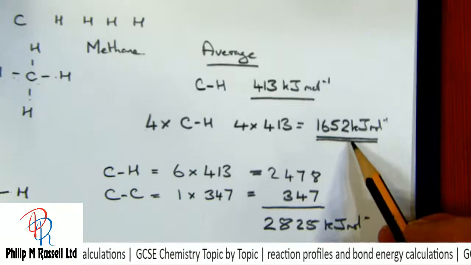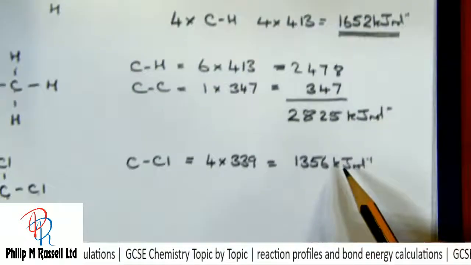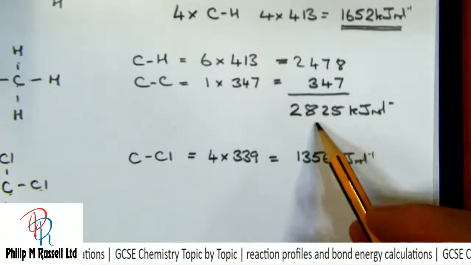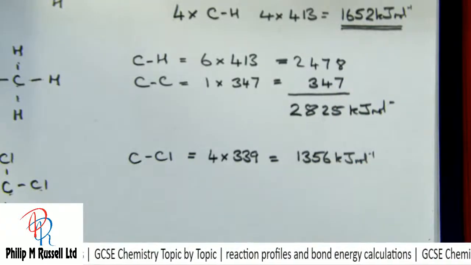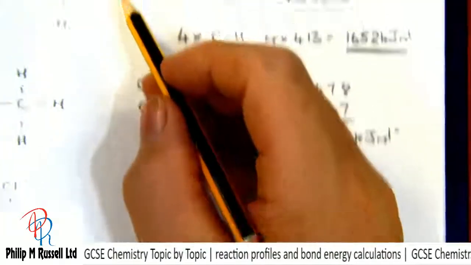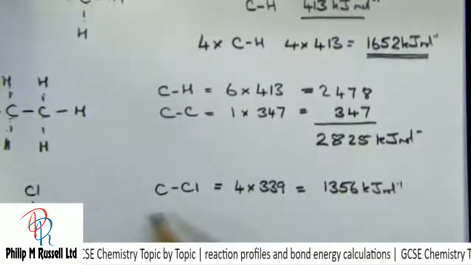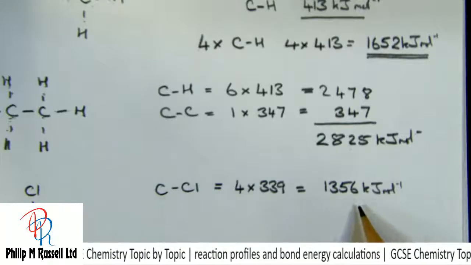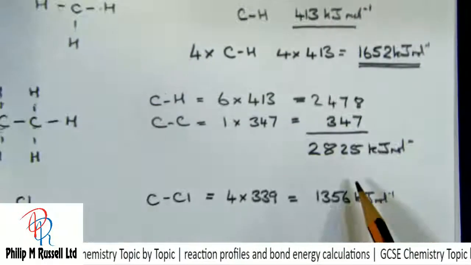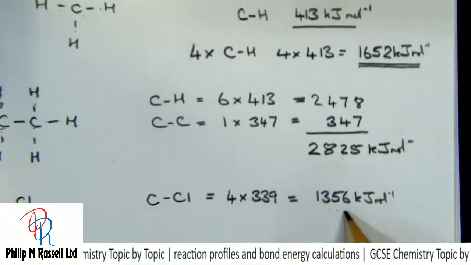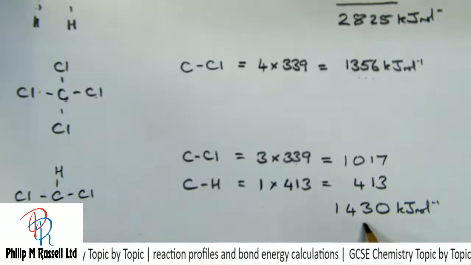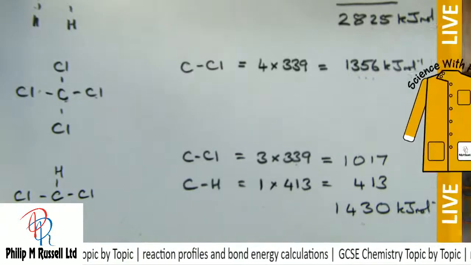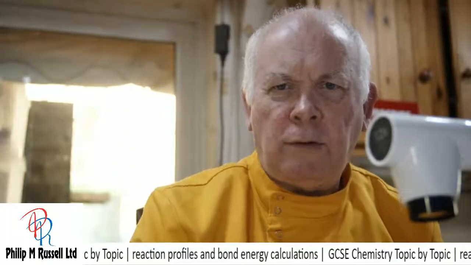Methane 1652, ethane 2825, a considerable move up. Methane, however, to our carbon tetrachloride, 1652 down to 1356, and by adding 1 extra hydrogen in there, then the energy goes up. So we've got some energy calculations.